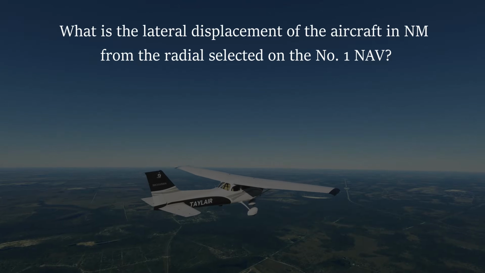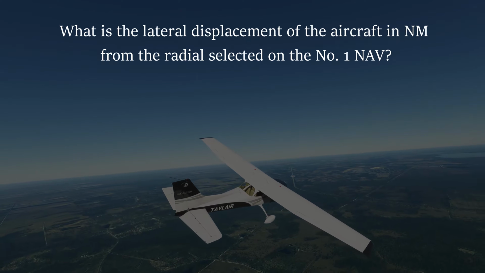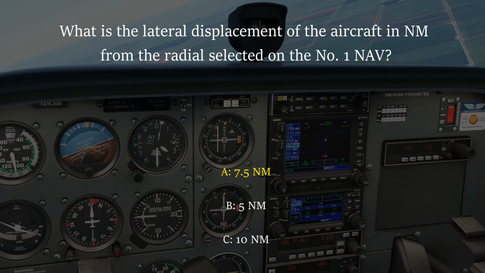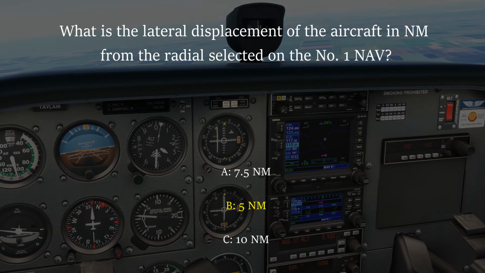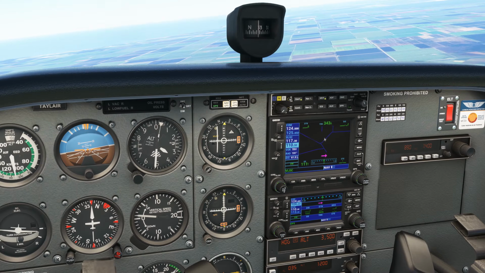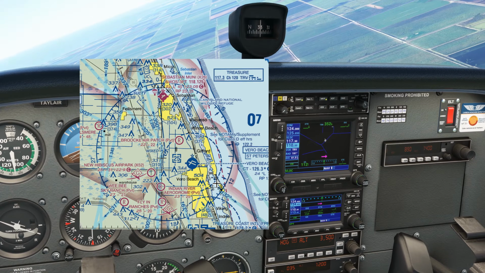What is the lateral displacement of the aircraft in nautical miles from the radial selected on the number 1 nav? A. 7.5 nautical miles, B. 5 nautical miles, or C. 10 nautical miles? Nav 1 is currently tuned to 117.3, which is the Treasure VOR in Florida.